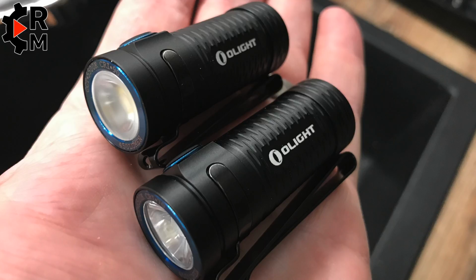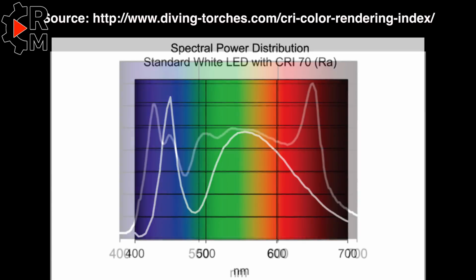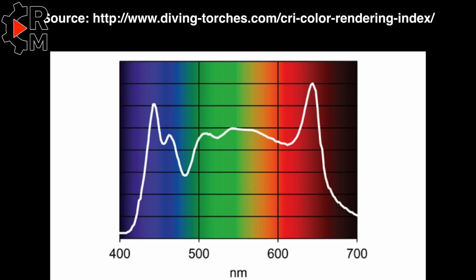You can see here the spectral power distribution of a standard white LED with CRI 70, and you can see the values here. Compared to this, we have the high CRI of 95, and you will see much higher reds here, and also the spectral lines of green and yellow are higher.